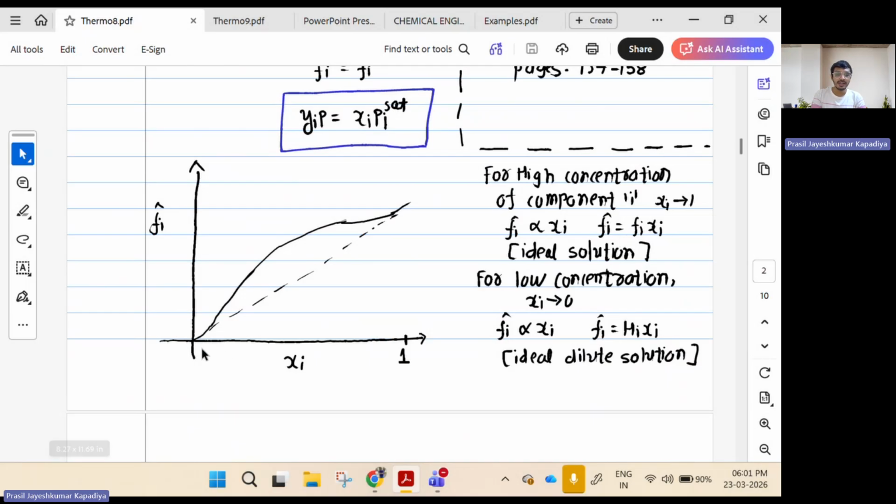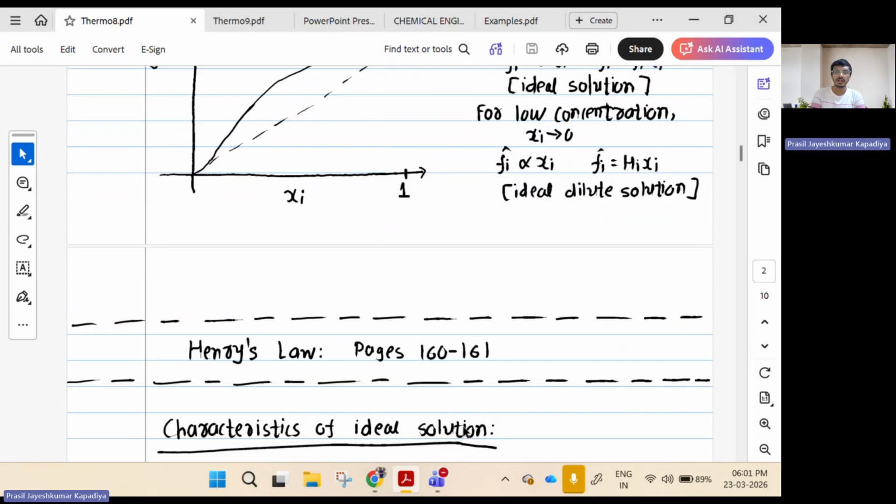And when xi tends to 0, it also follows linearity, but in this case the constant is not the fugacity of the pure component i, but Henry's constant Hi, which is called the ideal dilute solution.